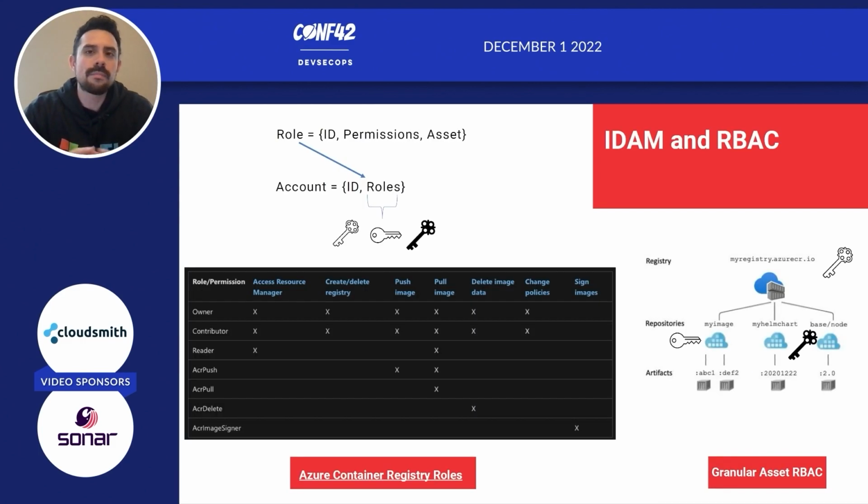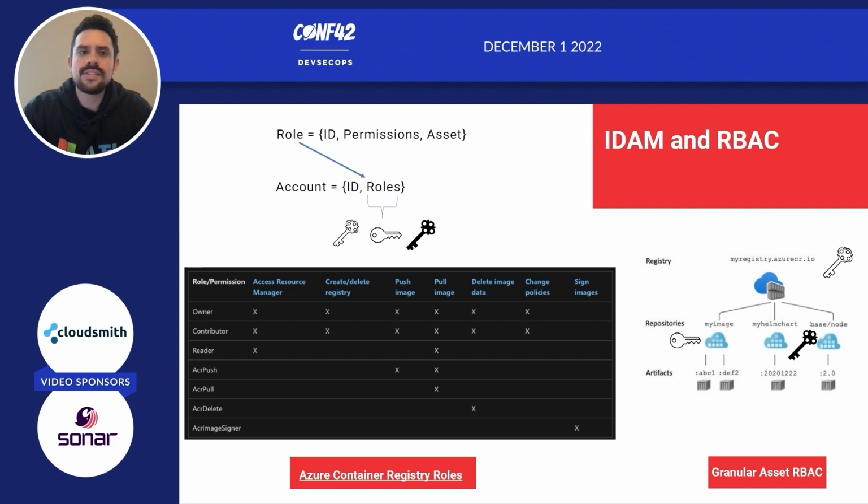Another best practice is around identity access management, IAM, and role-based access management. To start, let's define two important terms here. A role is nothing more than a unique ID, a set of permissions, and what asset or assets those permissions are being granted to for that role. An account is a set of IDs and roles. And that account I'm visually representing as keys in this image.